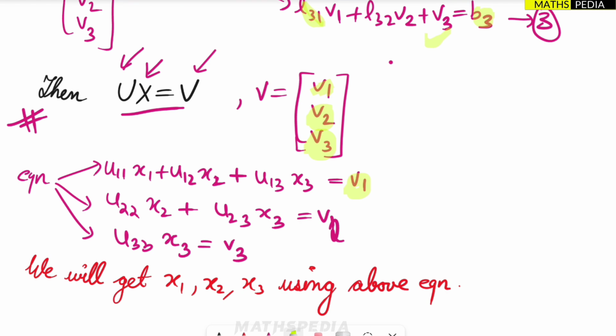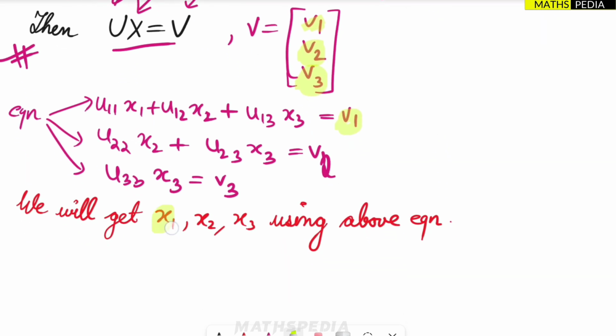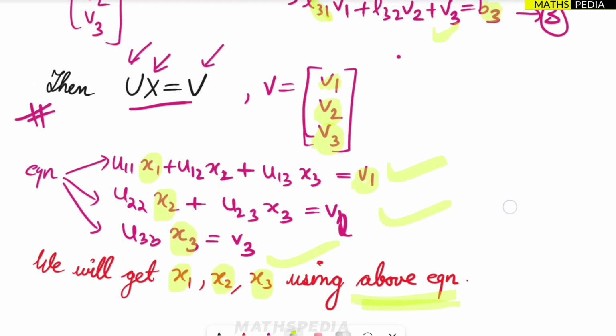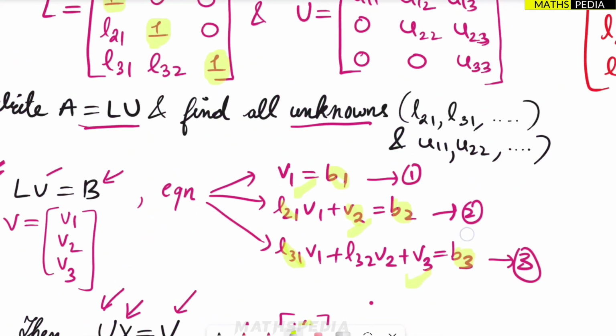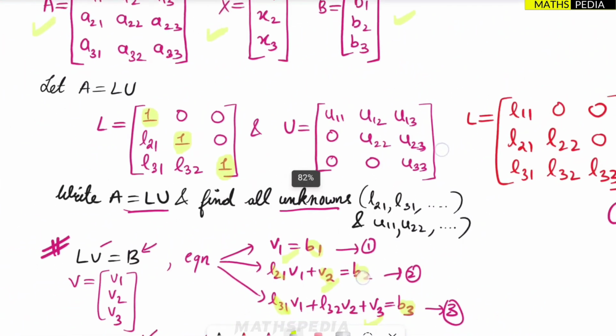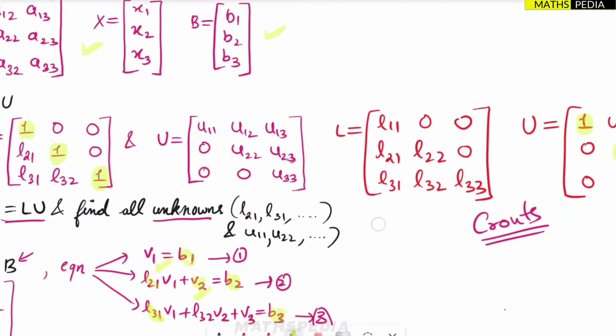Using this method, what are we going to get? We are going to get x1, x2, x3 by using the above equations. In these three equations the unknowns are only x1, x2, x3. That's it. All the other variables we know already. So this is how we are going to get x1, x2, x3. Cholesky's as well as Crout's steps remain the same. Only a slight variation will come. That's it. So you can observe the variation.